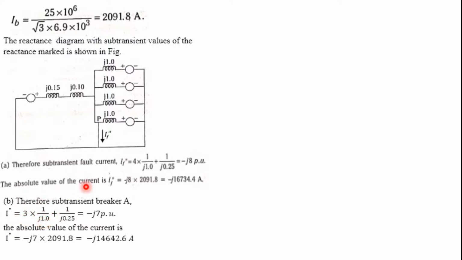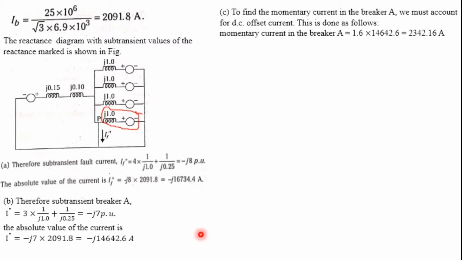j1. Why is it 1? Because this breaker will be open, meaning this motor will be open. So only motors 1, 2 and 3 are connected, and this is the same, so we'll get minus j7 per unit. The absolute value multiplied by the base value of the current, 2091.8, gives 14,642.6 amperes.